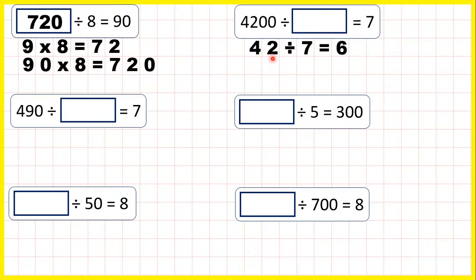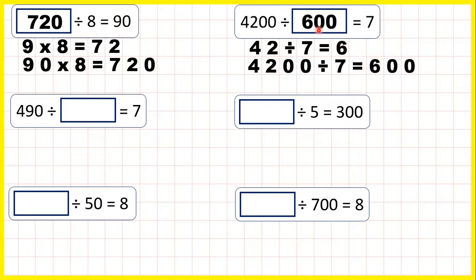Now we know that 42 divided by 7 is 6, so 4,200 divided by 7 is 600, because 42 divided by 7 is 6, and then if there's two zeros in the dividend, there will be two zeros in the quotient. So our missing number is 600. And we can see that 4,200 divided by 600 gives us the same answer as 42 divided by 6. And that's because we can cancel two zeros.